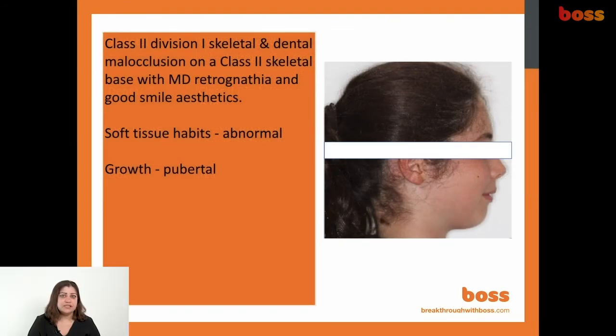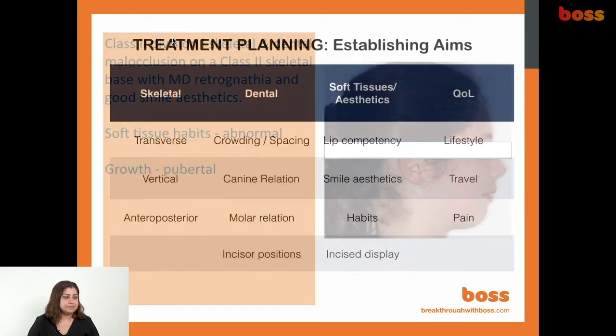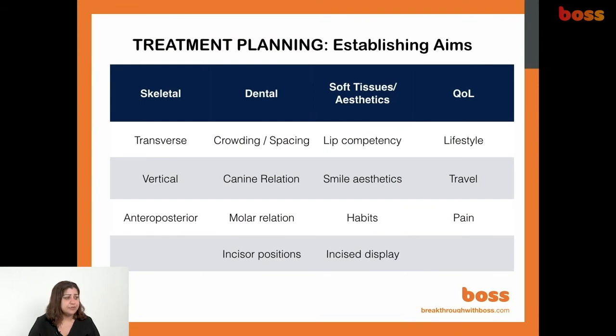This is a diagnostic summary for her. She has a class 2 division 1 skeletal and dental malocclusion on a class 2 skeletal base, which has mandibular retrognathia, but with good smile aesthetics. She has abnormal soft tissue habits and pubertal growth spurt coming very soon. We'll talk more about how to detect pubertal growth spurt. So these are the areas we have to work out what we're going to do for her in treatment planning.